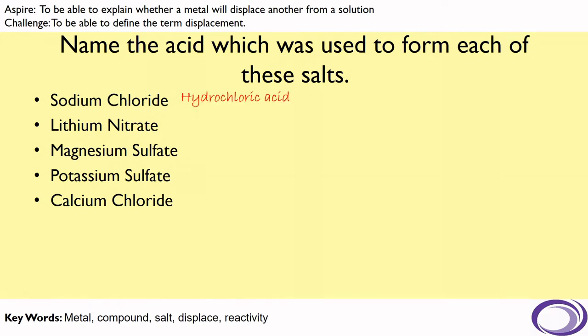Hydrochloric acid will be used to produce sodium chloride, nitric acid to produce lithium nitrate, sulfuric acid to produce magnesium sulfate, sulfuric acid to produce potassium sulfate, and also hydrochloric acid again to produce calcium chloride.